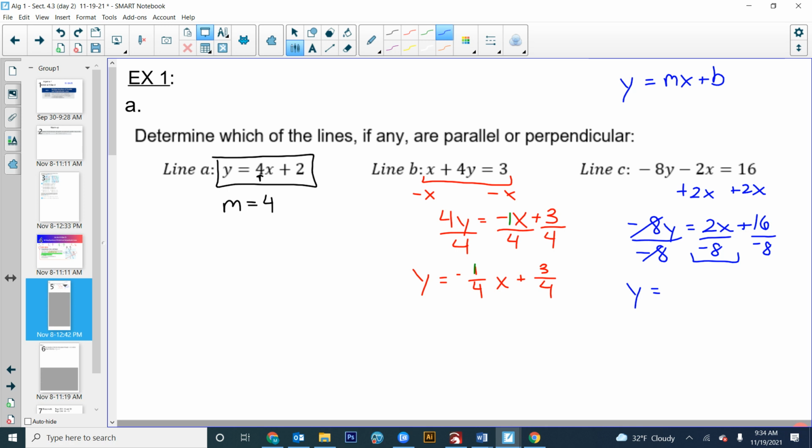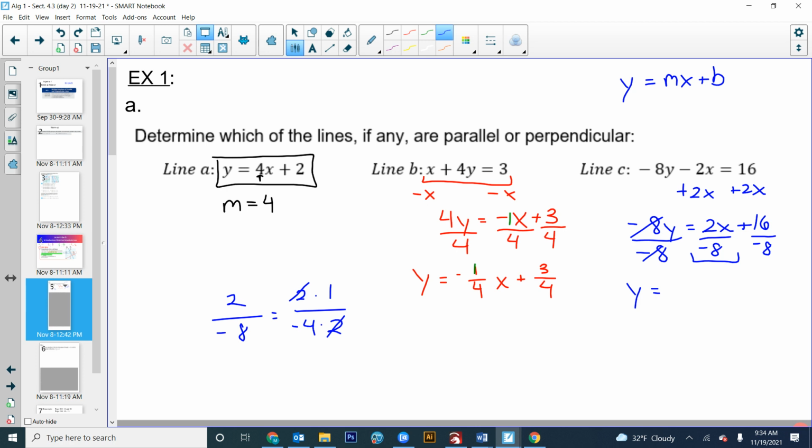Not negative 4, but negative 2. So let's reduce 2 over negative 8. What's the GCF of 2 and 8? Greatest common factor is 2, right? 2 is 2 times 1. Negative 8 is negative 4 times 2, right? Don't the 2's cancel? So it's negative 1/4.